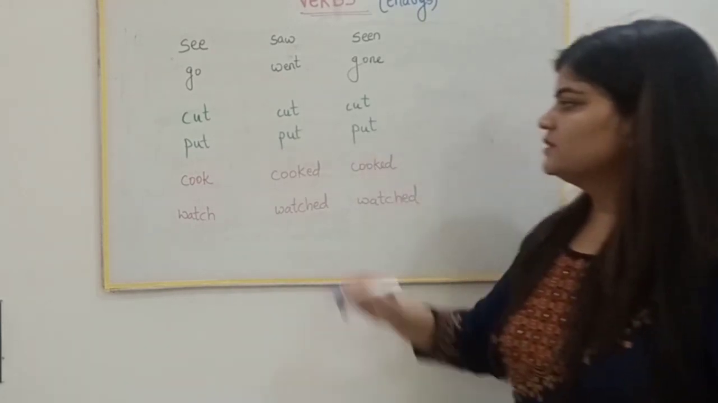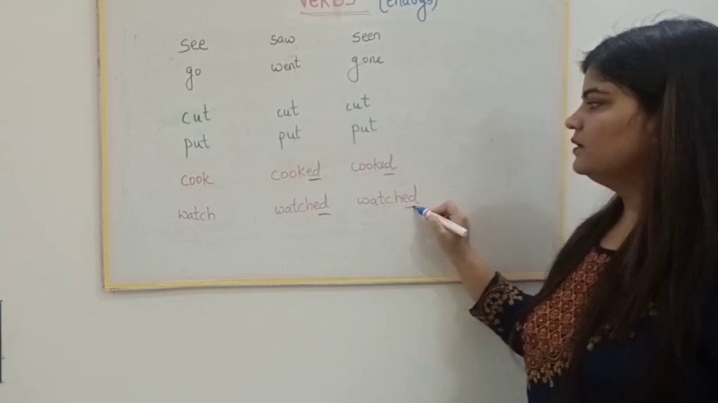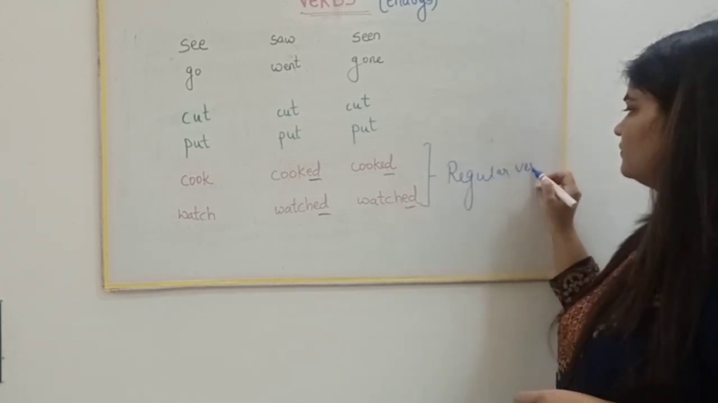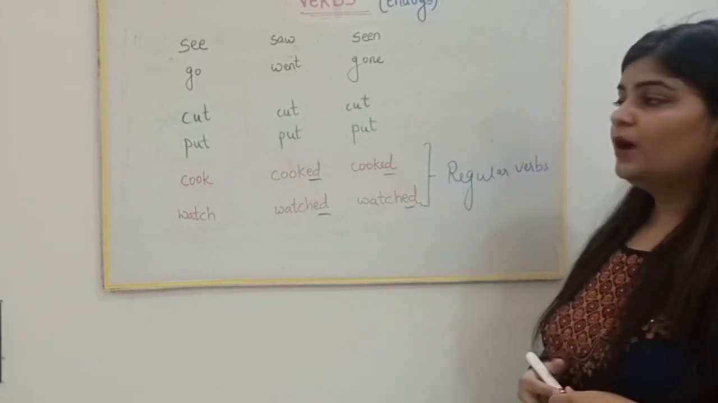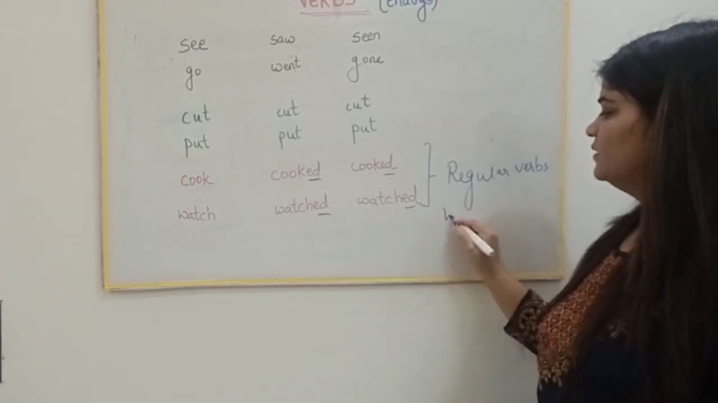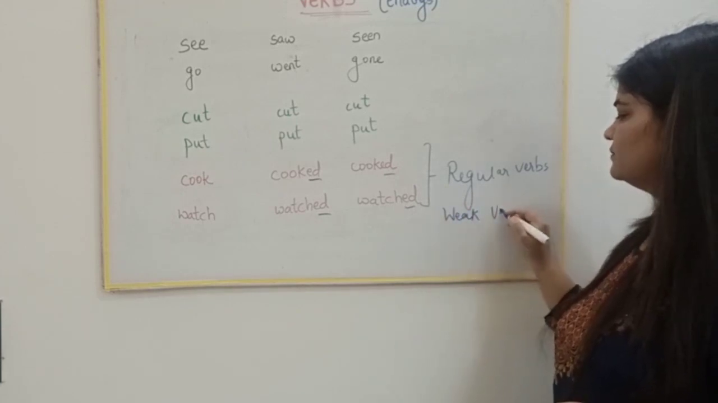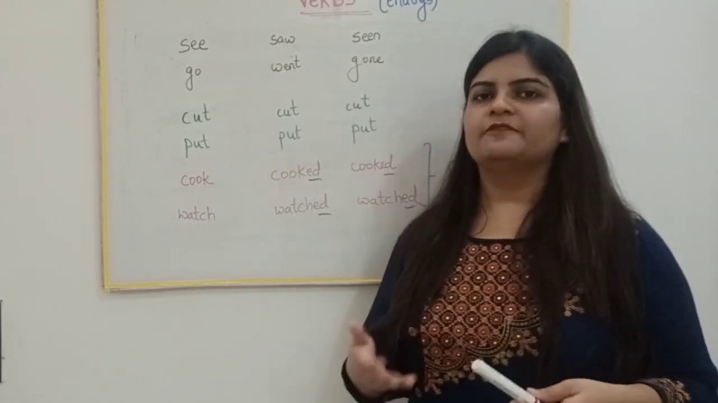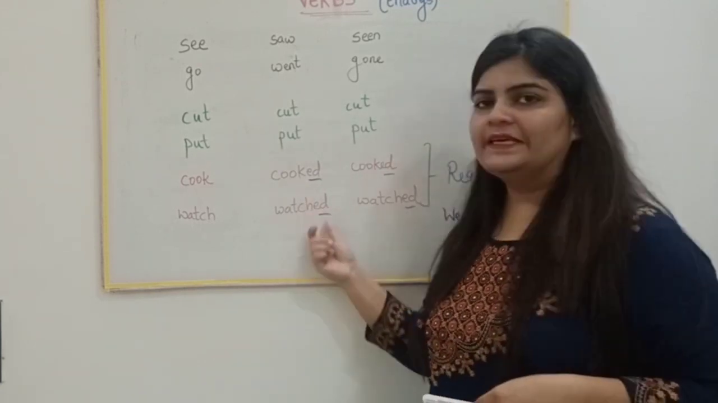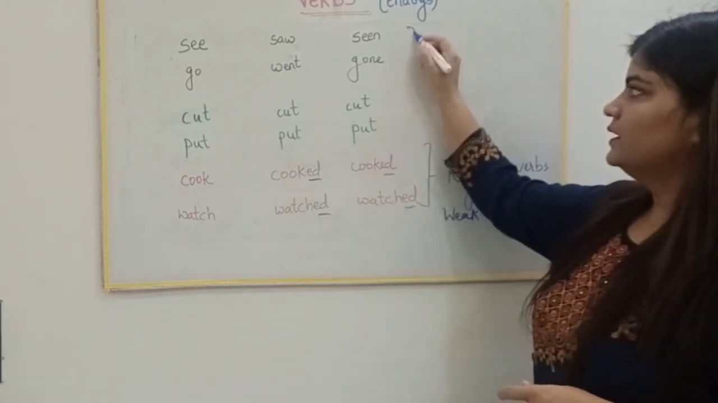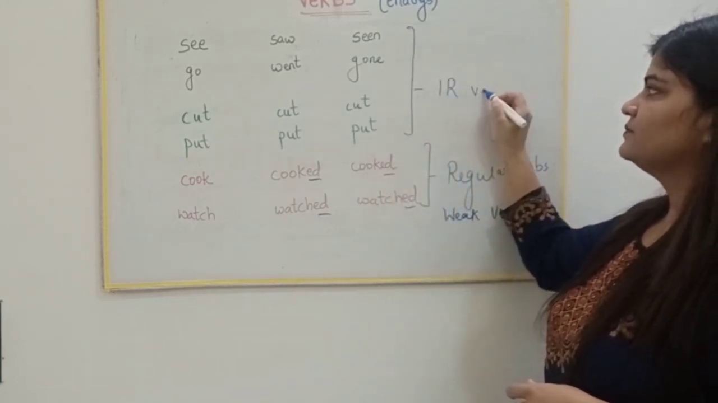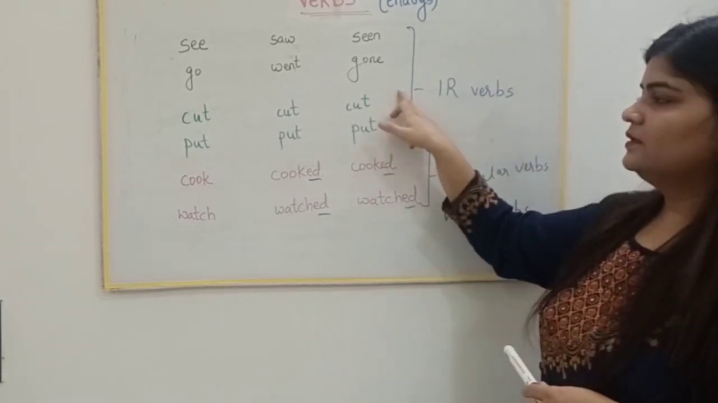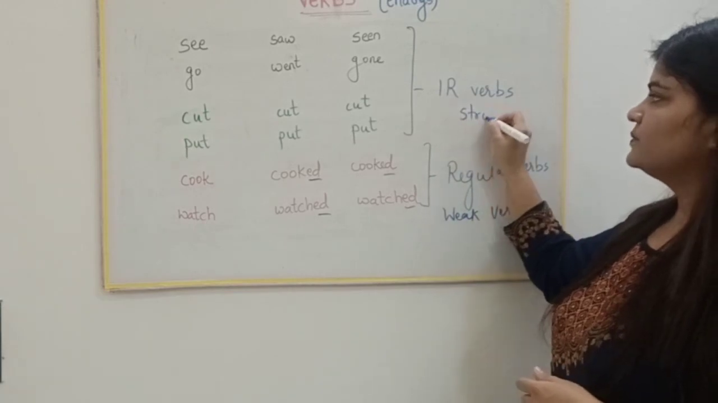So, all the verbs which follow this ending are regular verbs. Also, they are known as weak verbs. And all those verbs which have different endings and don't follow this ed rule, they all are irregular verbs. As those are weak verbs, these are strong verbs.